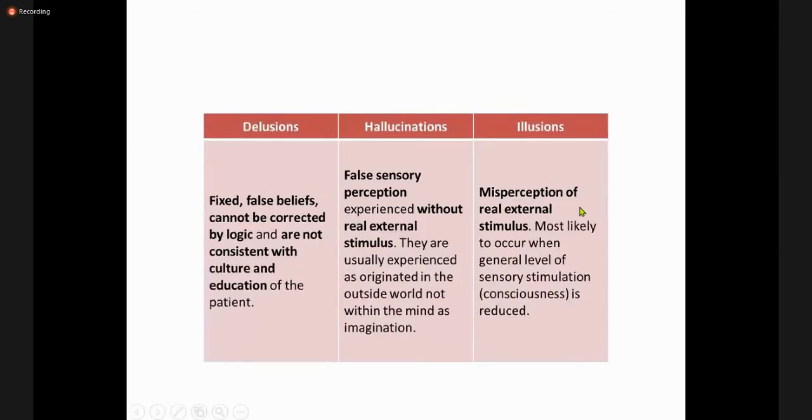So here is the difference. What are delusions, hallucinations, and illusions? So basically, these are perceptual abnormalities. And illusions, we have all experienced illusions at some time in our life. So basically, illusion is an abnormal perception in the presence of a stimulus.